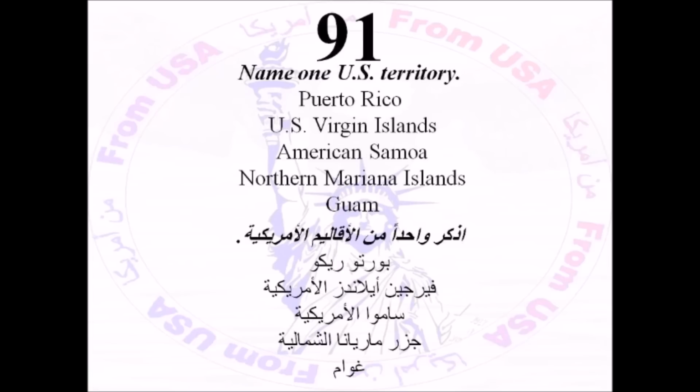91. Name one U.S. territory. Puerto Rico, U.S. Virgin Islands, American Samoa, Northern Mariana Islands, Guam. You just need to name one of these.